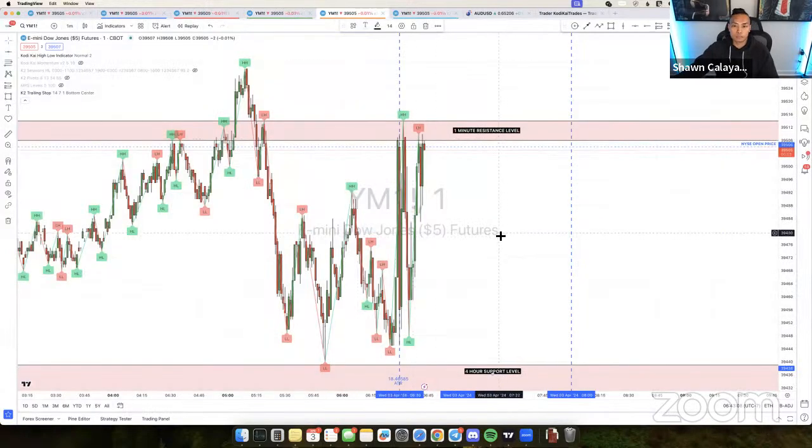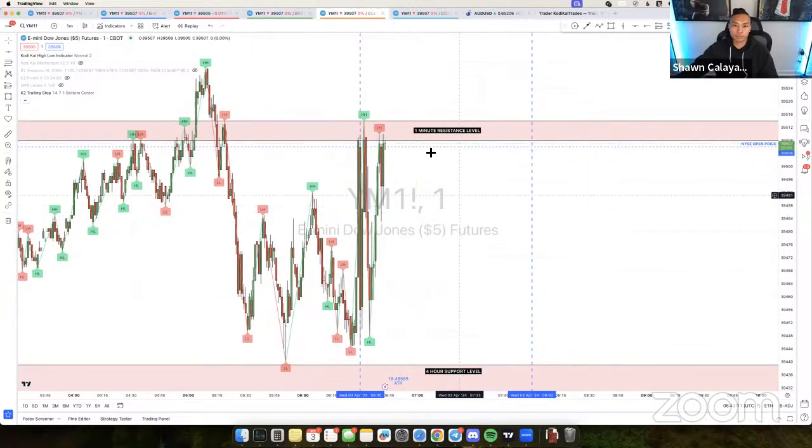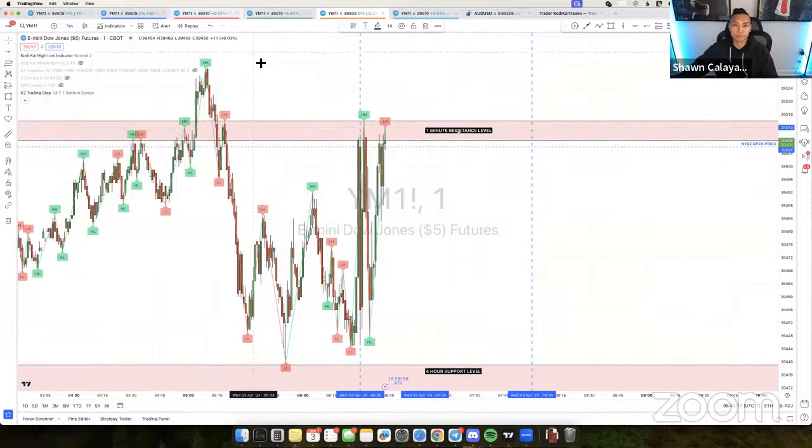So we'll see where this takes us. Anyways, there's still no levels here for us. So you've got price pushing into the 1-minute resistance level.